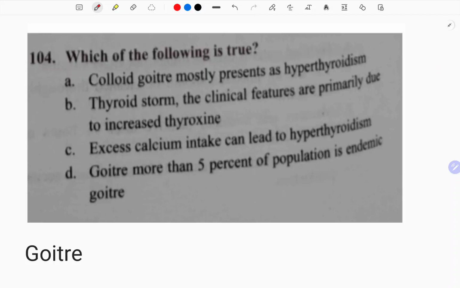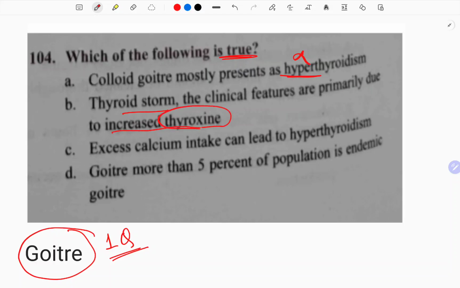Now, this is the last topic and from which mostly one question has been asked till now, and that's goiter. So what is true they are asking? See, colloid goiter mostly presents with hyperthyroidism? No. Thyroid storm's clinical features are primarily due to increased thyroxine, not thyroxine, it is T3. See, remember T4 to T3 conversion, when it increases significantly, it can cause thyroid storm.